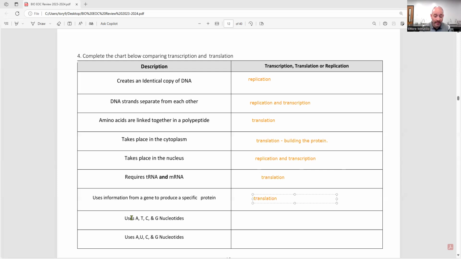Two left: uses A, T, C, and G nucleotides. If we rearrange those, that makes up GCAT. GCAT is used in replication because it's DNA related. And the GCAT bases are part of the DNA that gets used in transcription, but we actually build using GCAU because it's mRNA in transcription. So using GCAU bases instead of GCAT would be transcription and translation.